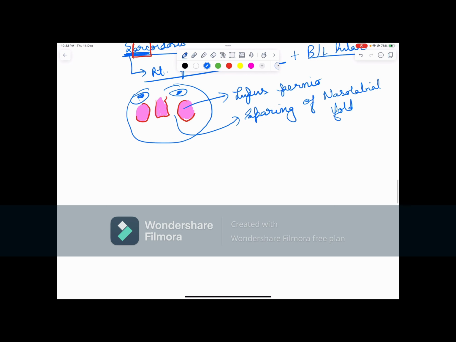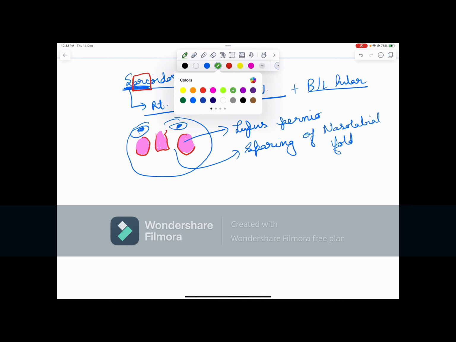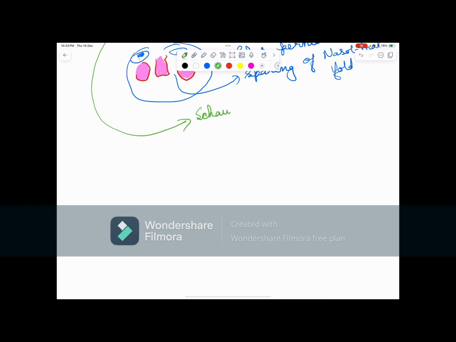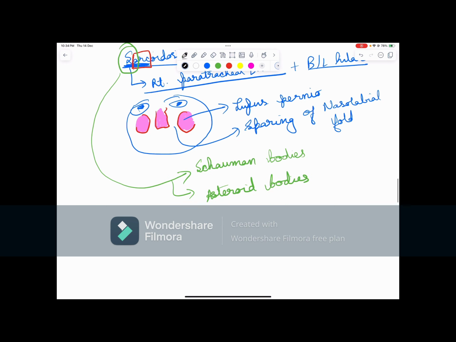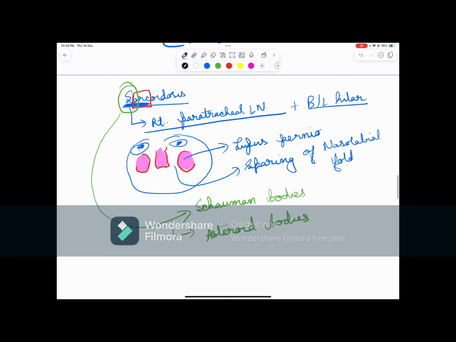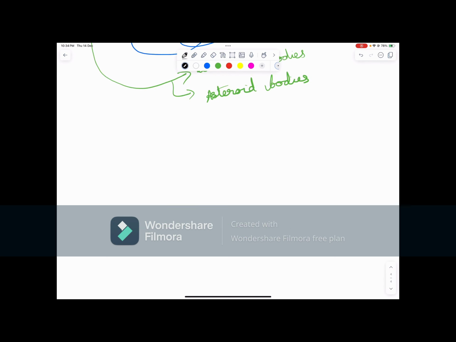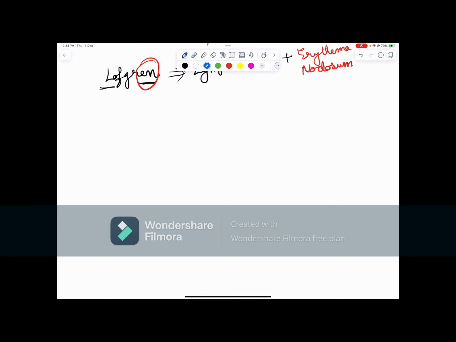Now we move on to the other part. Just remember the starting two letters. That would become Schaumann bodies, asteroid bodies. Now, more about sarcoidosis. We get the panda sign on gallium scan. Just remember that a gallium scan is done. And next, Lofgren syndrome. You can remember it by hilar lymph node enlargement plus erythema nodosum. Now we move next to Heerfordt syndrome.